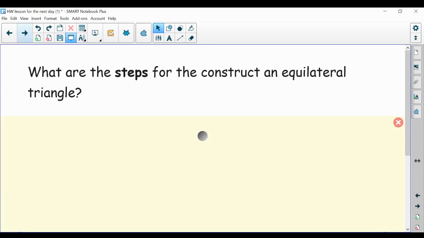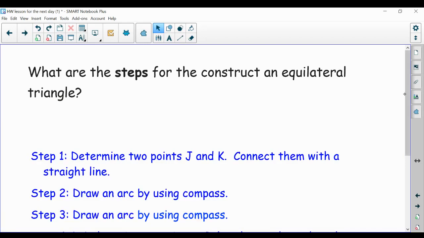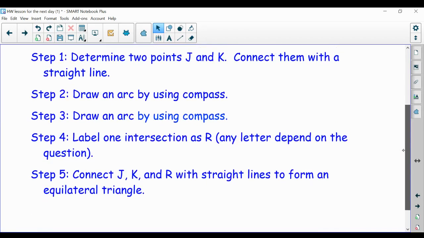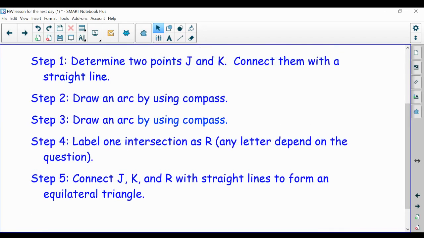Now, please close your eyes and think about what the steps are for constructing the equilateral triangle that you just did. Okay, pause it and think about it. What are step one, step two, step three, and step four? Okay, so now I'm giving you the answer. You're very welcome to take a picture or write it down somewhere.